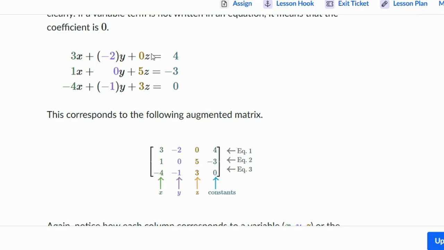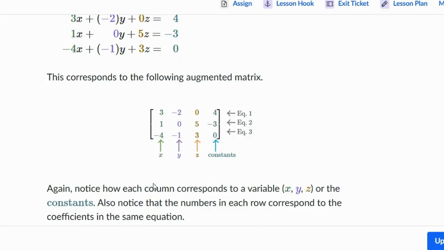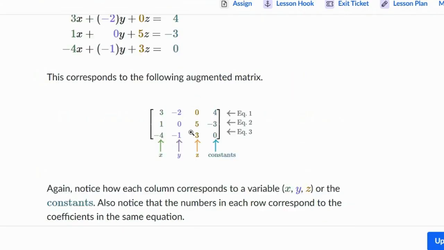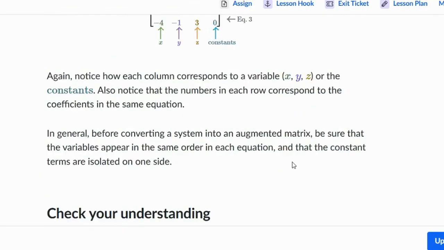The third column is our z column. Well, the first equation did not have a z, so it has 0 z's, but there are 5 and 3. And then we could just take whatever it equals, 4, negative 3, 0. So now this represents all three equations and all of the variables and the constants. So again, notice how each column corresponds to a variable or the constants, and the numbers correspond to the coefficients in each equation.